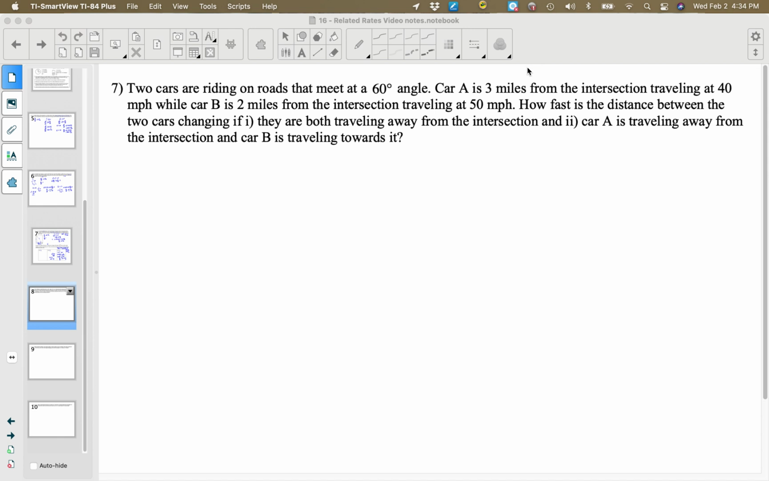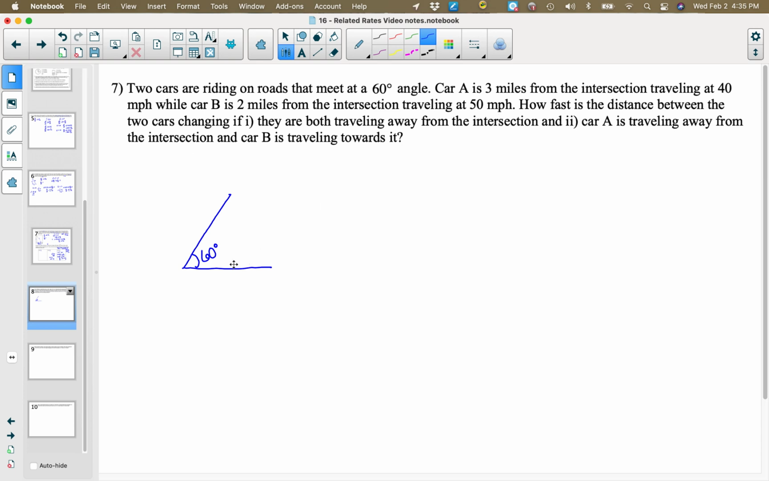3 classwork problems I want to get through today. On number 7, 2 cars are riding on roads that meet at a 60-degree angle. So I have a car on a road and another road with a 60-degree angle. Car A is 3 miles from the intersection, traveling at 40 miles per hour, while car B is 2 miles from the intersection, traveling at 50 miles per hour.